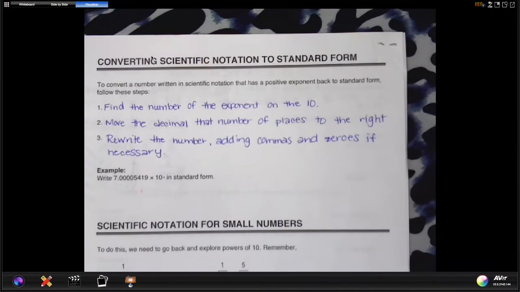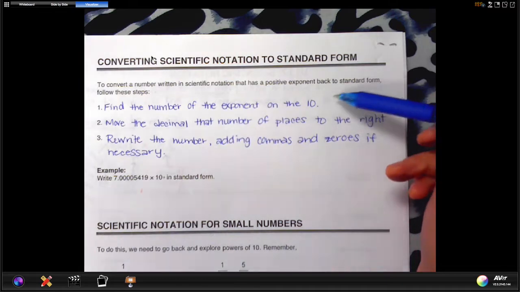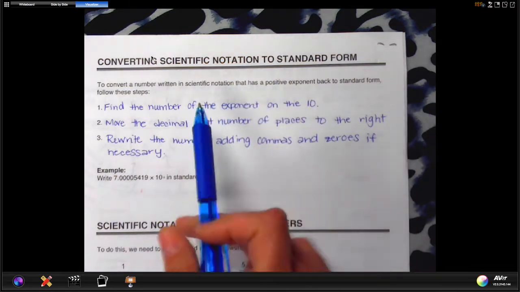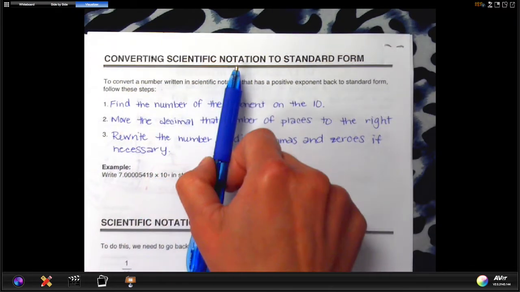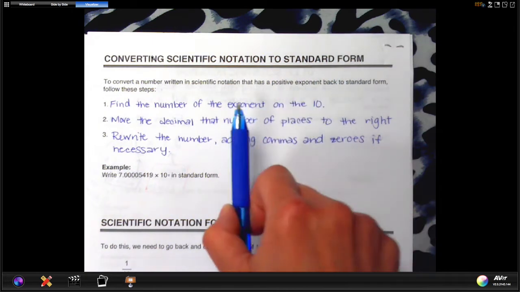This is the continuation of the scientific notation lesson. Those of you who are not copying it down today can do so on the video, and I will post it. First of all, make sure on your notes that you have written the converting scientific notation to standard form.